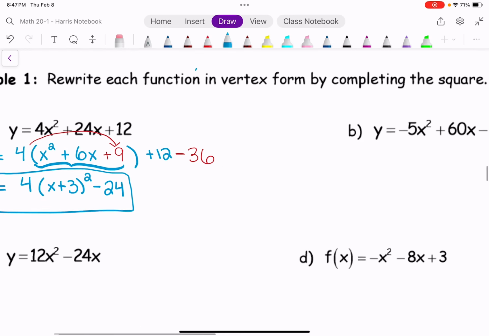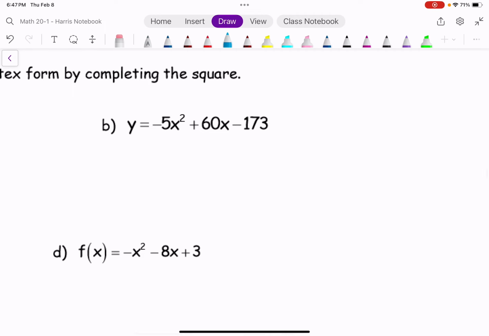I'm going to keep doing all these examples. I know you probably have them down by now, but some of them aren't always going to be so perfect. So here I'm going to take out my leading coefficient. My leading coefficient is negative 5. So then I have x squared minus 12x. I'm going to leave a space, close the bracket, and then I have negative 173 out here. I need to think, what is x squared minus 12x plus what to make my perfect trinomial? 12 divided by 2 is 6, negative 6. 6 squared is going to be 36. So I'm going to add a 36 here.